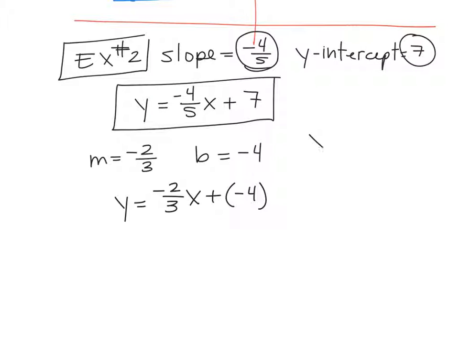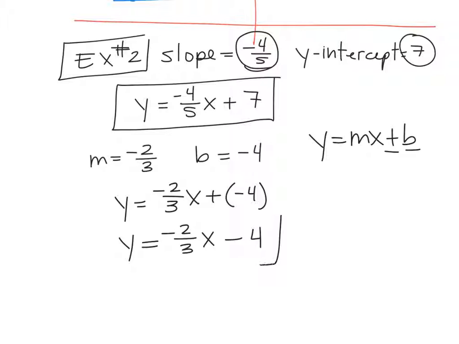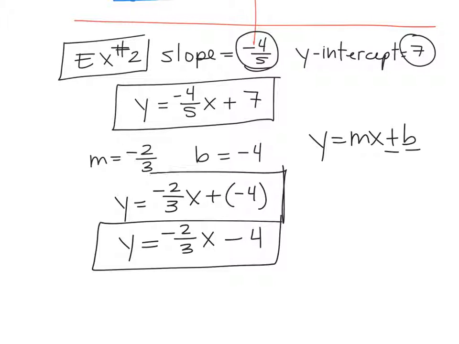Because the slope-intercept form is this, right? mx plus b. Okay? So we're adding a negative 4. But here's the thing, guys. If it's a negative 4, the simpler way to write that is y equals negative 2/3 x minus 4. So technically, these are both correct.